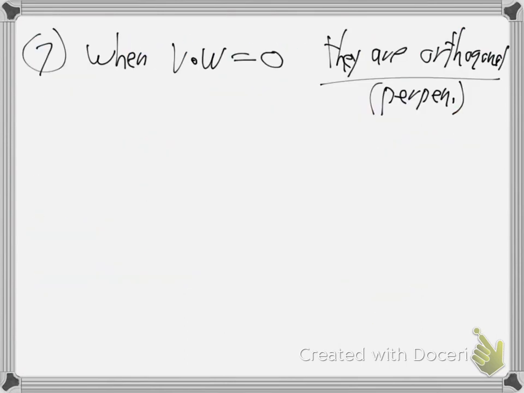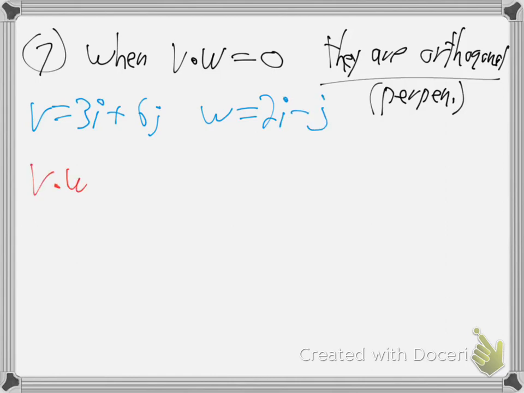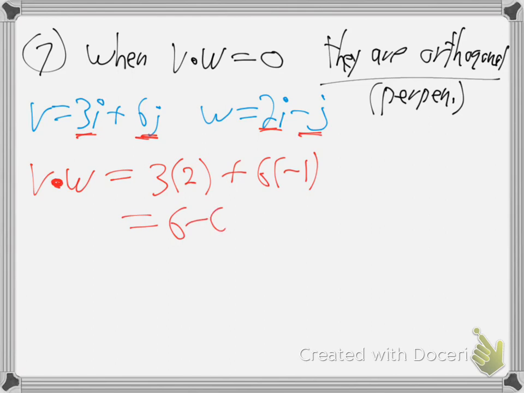3i plus 6j, and W equals 2i minus j. You don't have to do that big complex formula. All you've got to do is do the dot product and see if it comes out 0. So i times i, 3 times 2, plus j times j, 6 times minus 1. 6 minus 6 is 0. Yes, indeed, those two vectors are orthogonal.